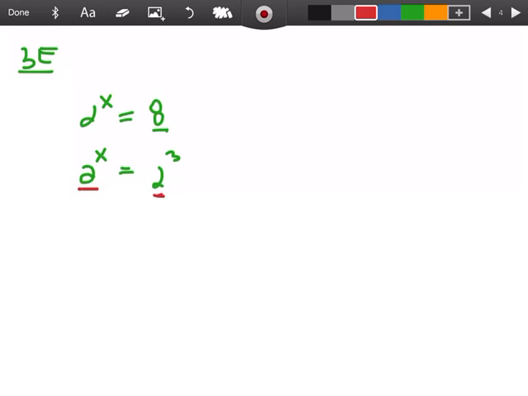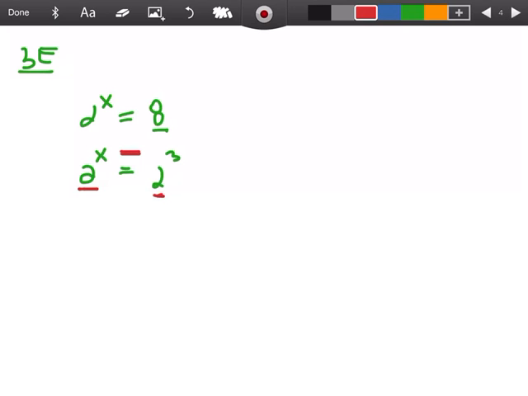So if you think about that just for a minute, 2 raised to the xth power is the same as 2 to the third power. So what does x have to be? Well, x has to be equal to 3, right? Because 2 to the third power is 2 to the third power.